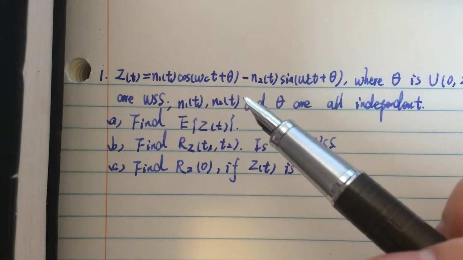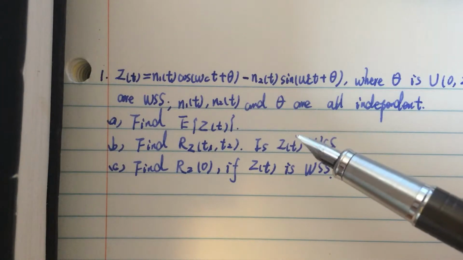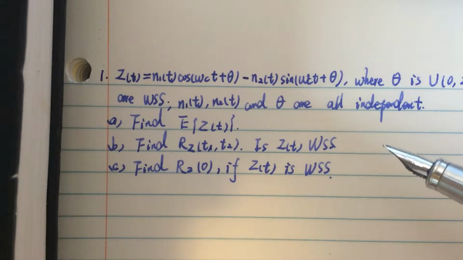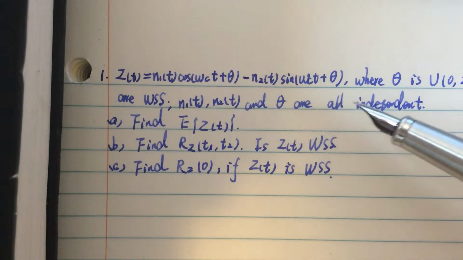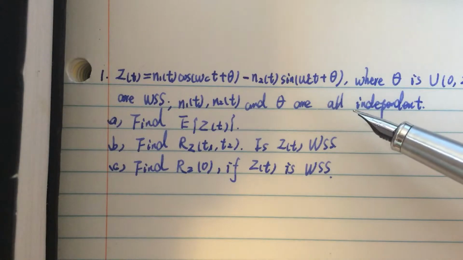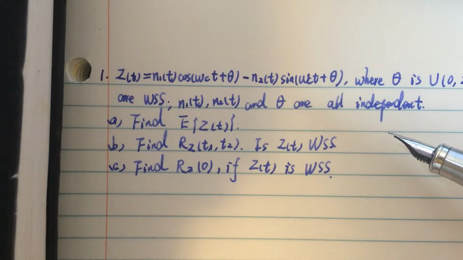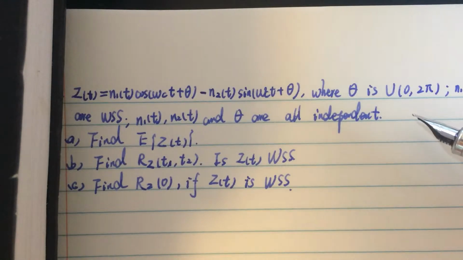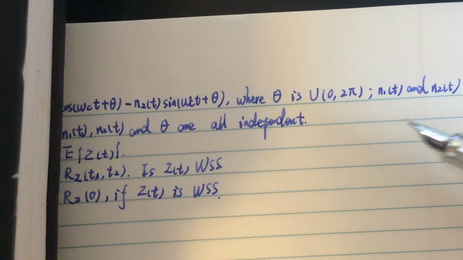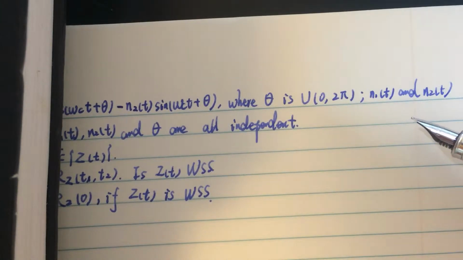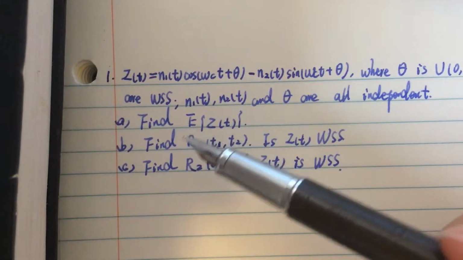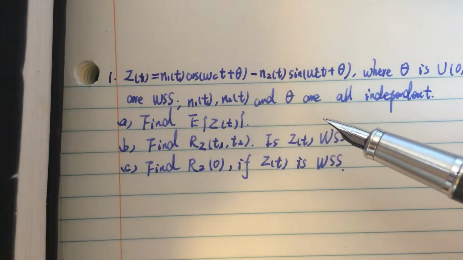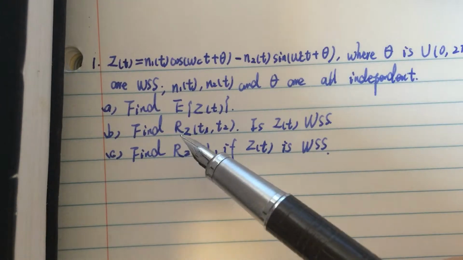Z of t is equal to n1 of t times cosine of omega c t plus theta minus n2 of t times sine omega c t plus theta, where theta is uniform in 0 to 2 pi, and n1 of t and n2 of t are WSS, and n1 of t, n2 of t, and theta are all independent.